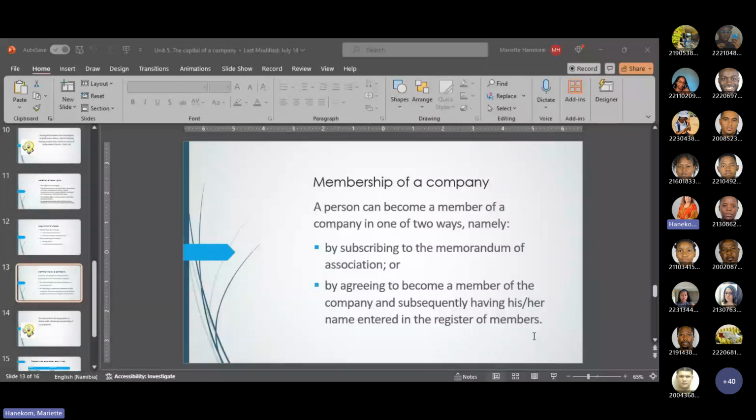This relates to the different types of companies. Think about that.